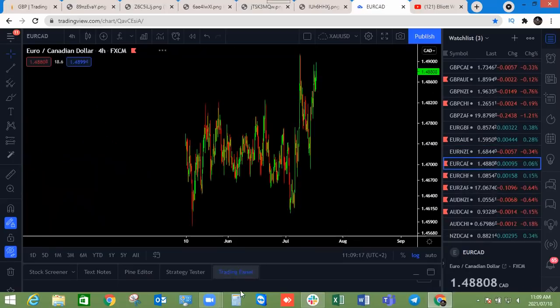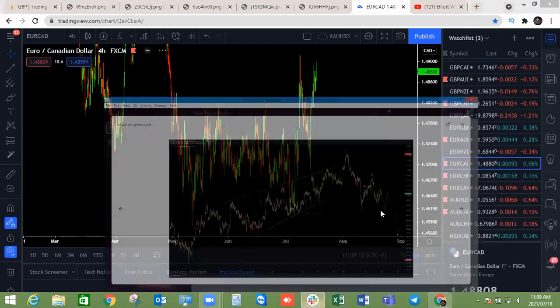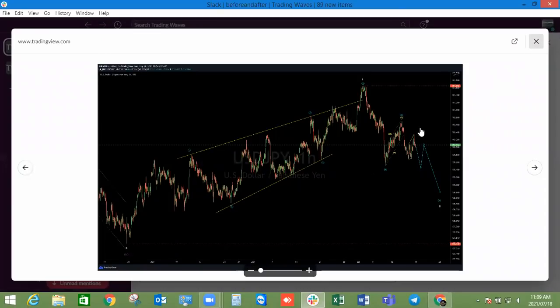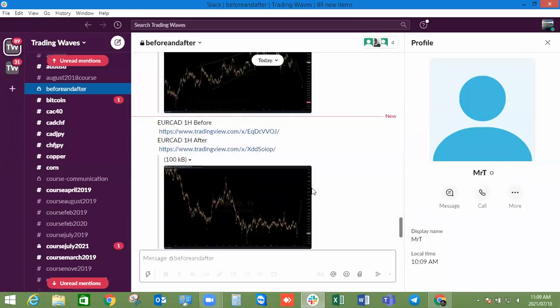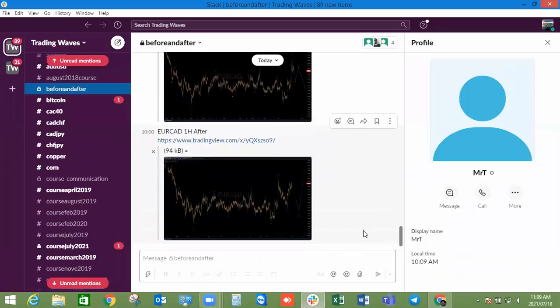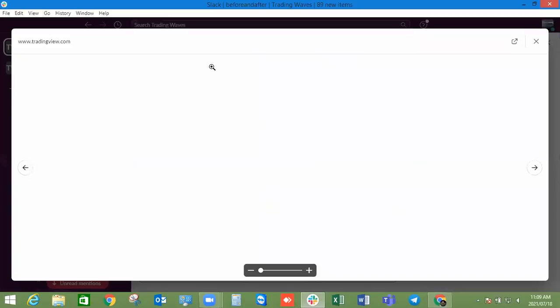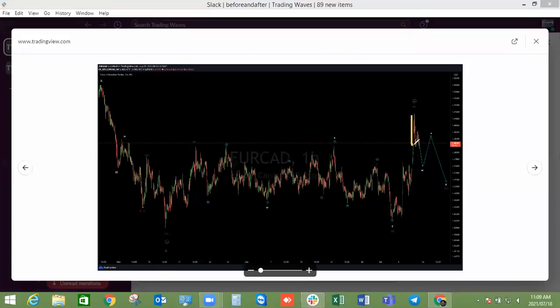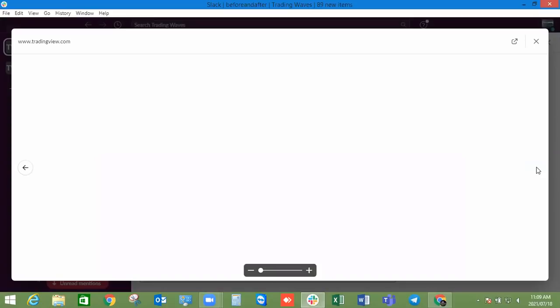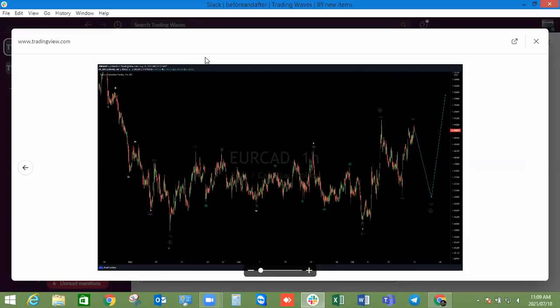EURCAD, we also had a setup on EURCAD. Let's just go back here. I think we had this setup here during our sessions. Let's have a look. EURCAD, so this is the setup on EURCAD. If you look at EURCAD, we expected that to give us a pullback in 3 waves as follows. We are currently around this level, so we're going to get a move back here and upside. Let's have a look at the next chart here on EURCAD, how that has played out.